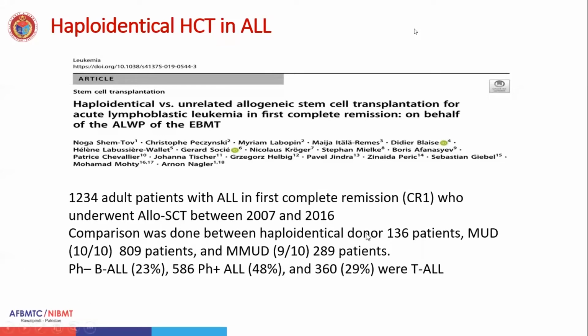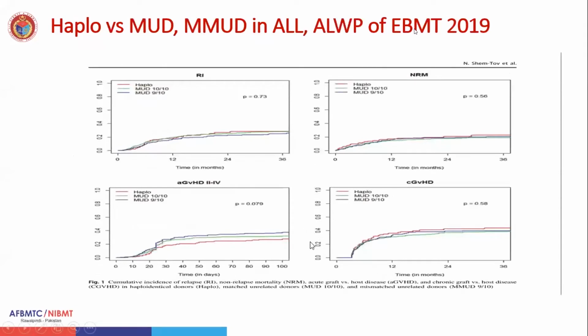So here they've again compared haploidentical donors, this time with matched unrelated donors, 10 by 10 matched, who were 809 in number, 136 haploidentical, and 289 mismatched, 9 by 10 matched unrelated donors. Nearly half of the patients had Philadelphia positive ALL, and about a quarter Philadelphia negative B-ALL, and 29% had T-ALL. And again, when we look at the results in terms of relapse, non-relapse mortality, acute graft versus host disease, and chronic graft versus host disease, we see that there is no significant difference whatsoever.